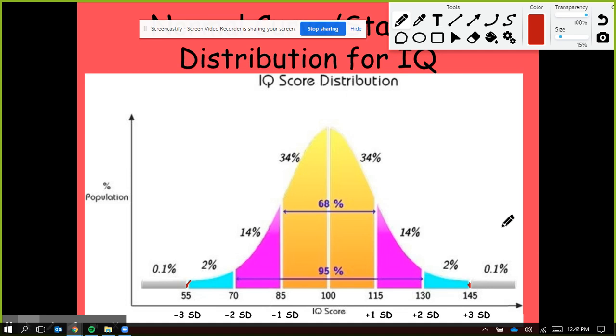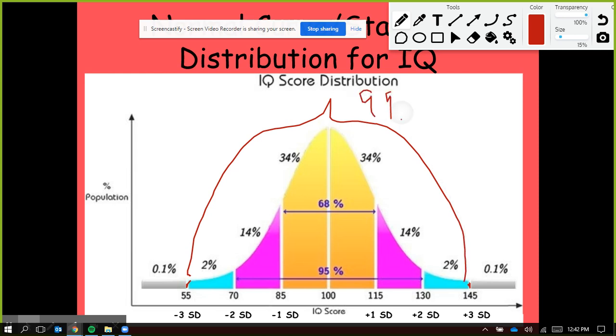Yeah, Rohan, you're very close. These are all kind of rounded. So within 3 standard deviations of the mean, the official number is 99.7%, because all of these have been rounded. Like this one is actually supposed to be like 13.8 or something like that. But 99.7% of IQ scores are going to fall within 3 standard deviations of the mean.